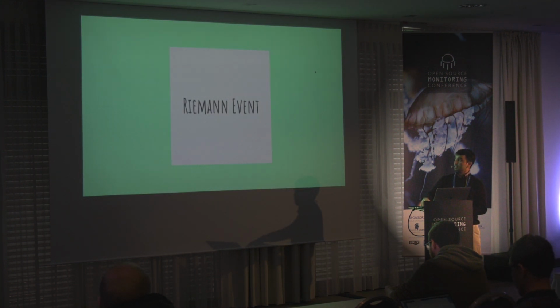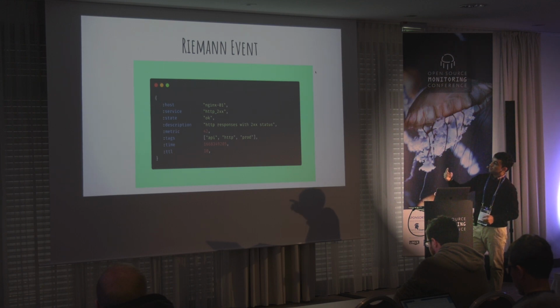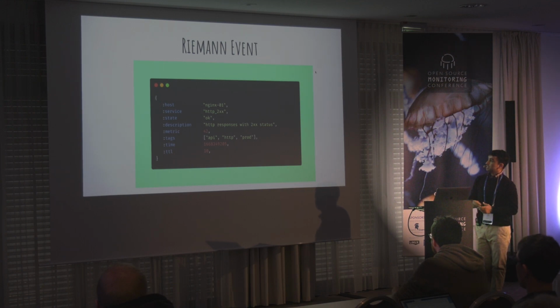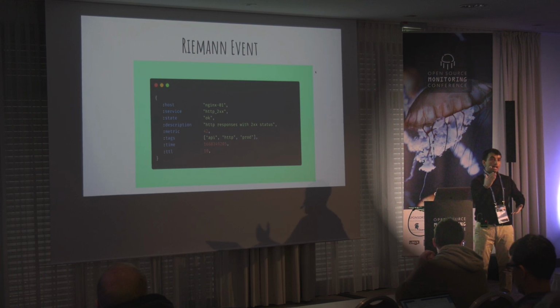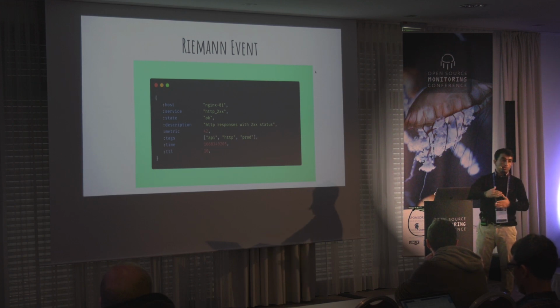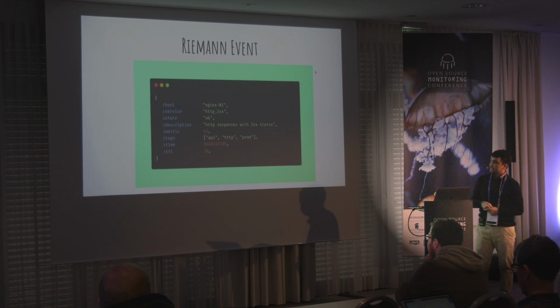Let's look at what a Riemann event looks like. This is basically a Clojure map. Out of these fields, these fields are very common in any monitoring system. I would like to talk a bit about description. Description is basically what that metric talks about. But you can use this description field, let's say, if an exception happens in a Java application or a stack trace comes, you can append the whole stack trace in the description. That way, you can add some metadata about the event.